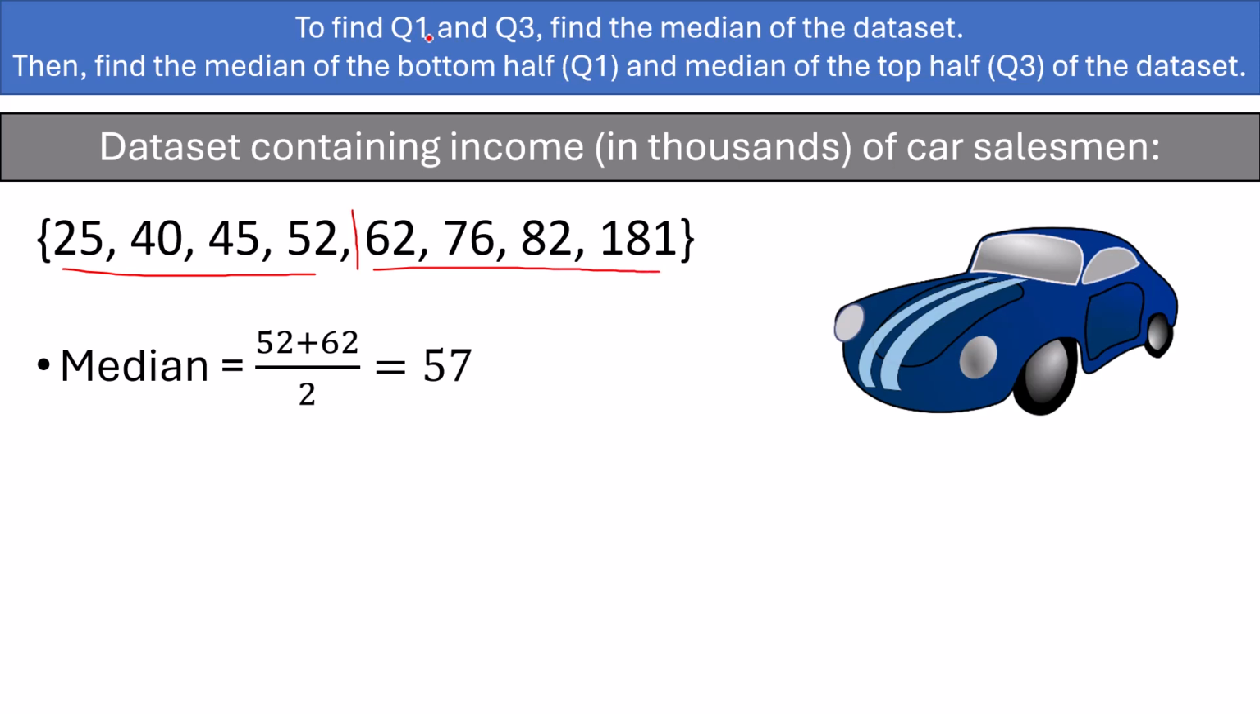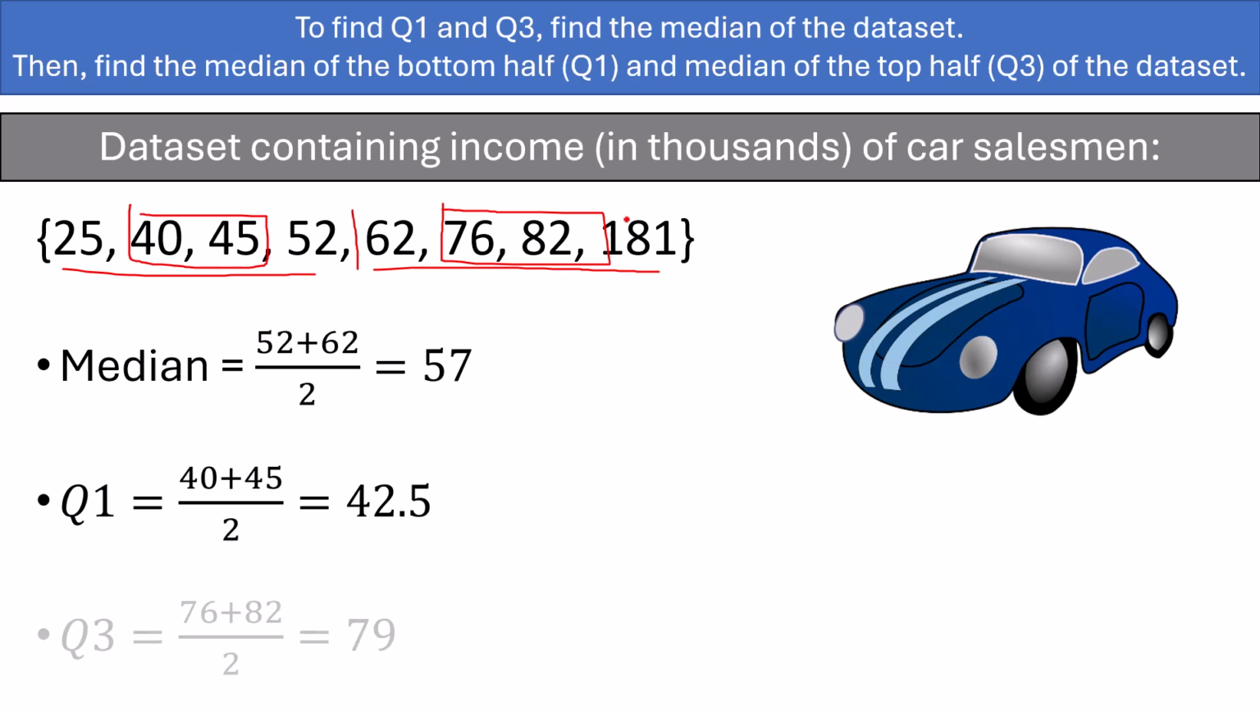To find the first quartile, we just need to find the median of the bottom half of our distribution. Well, since the bottom half contains 4 values, which is an even number, the median of those 4 values is going to be the mean of the 2 middle values, which is the mean between 40 and 45, which is 42.5. So our first quartile is going to be 42.5. The median of the top half is going to be our third quartile, which is between 76 and 82, which is equal to 79. So our third quartile is going to be 79.